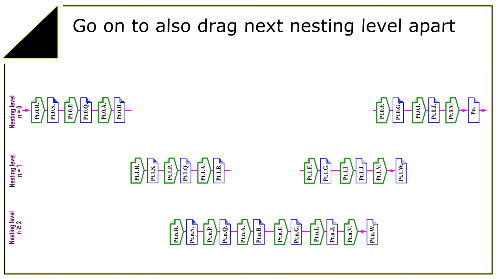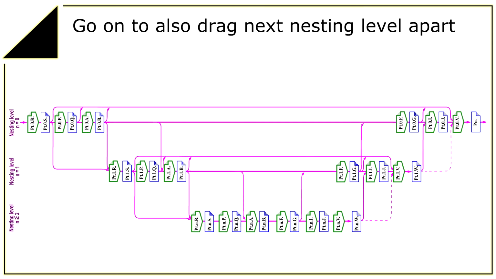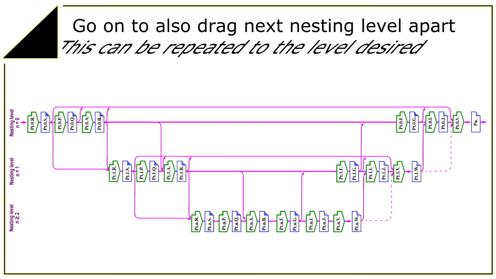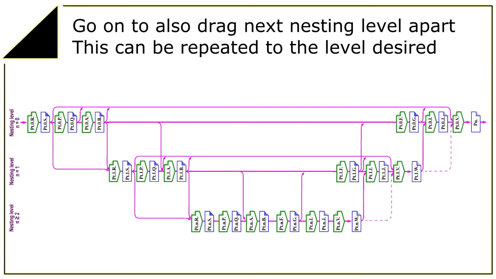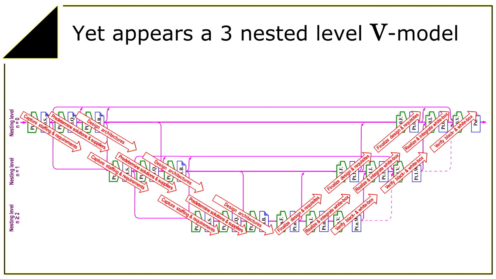Repeat to drag the next nesting level apart. Again, adjust the connections and also put back the explanatory expressions. To drag the sides apart can be repeated to the level desired. Hocus pocus! The nesting level schedule is now illustrated as a V-model.